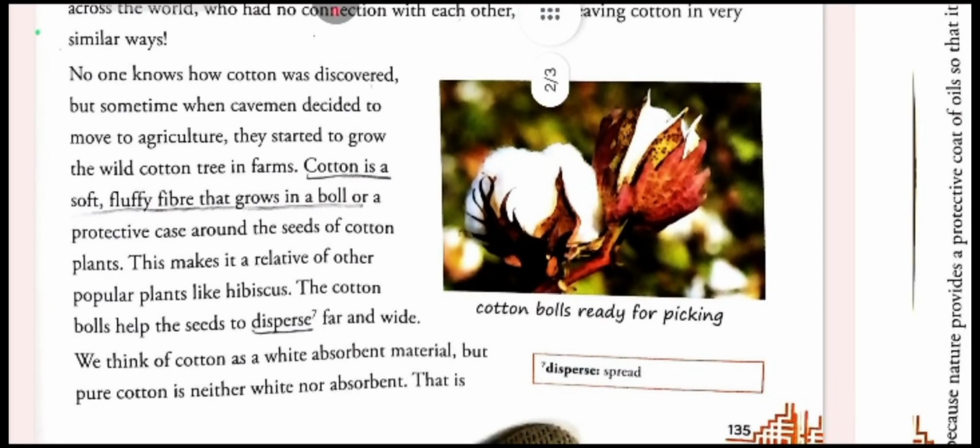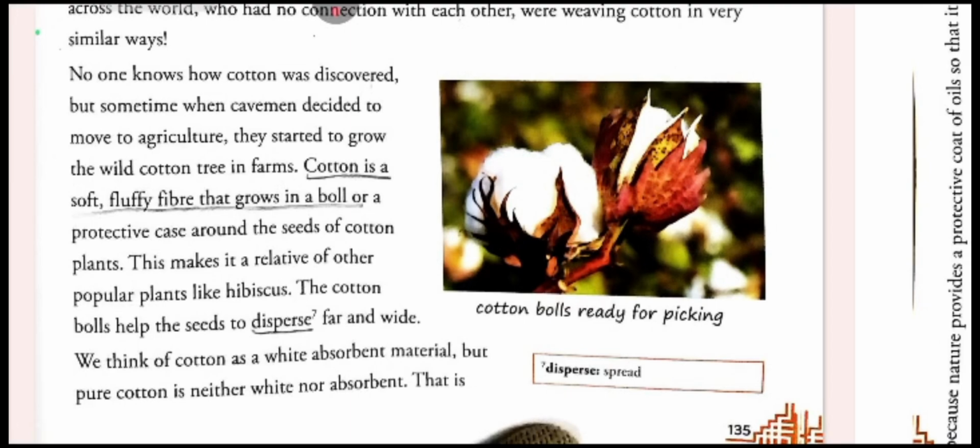No one knows how cotton was discovered. In our history, it is not mentioned how cotton was discovered, but sometime when cavemen decided to move to agriculture, they started to grow the wild cotton tree in farms. So it is believed that early men, when they started agriculture and growing plants, started growing wild cotton trees in their farms.